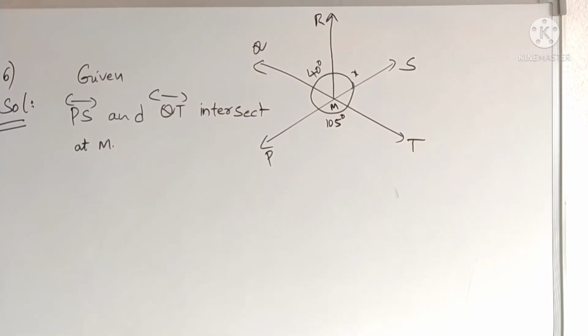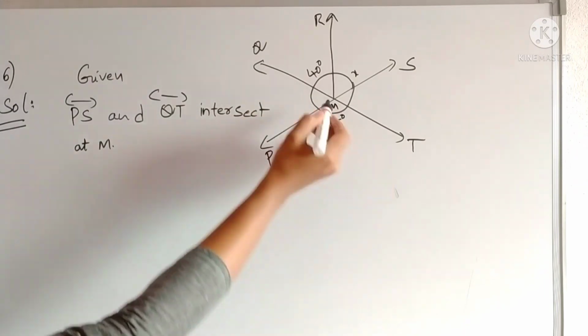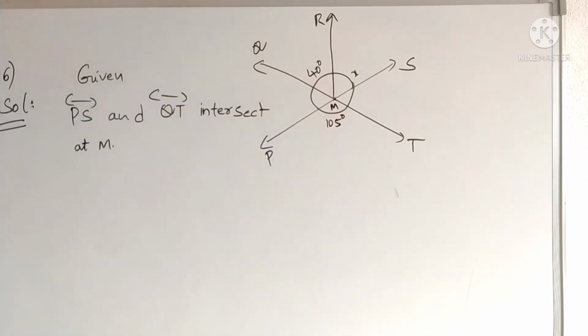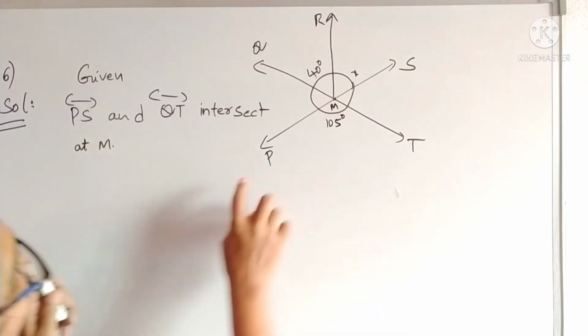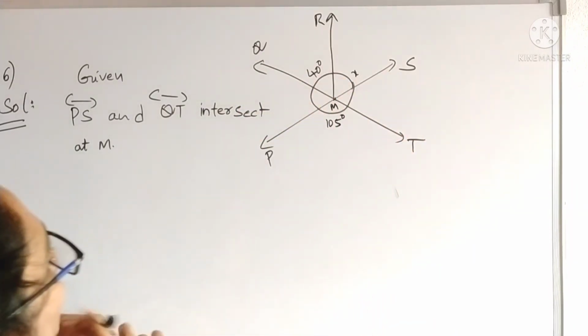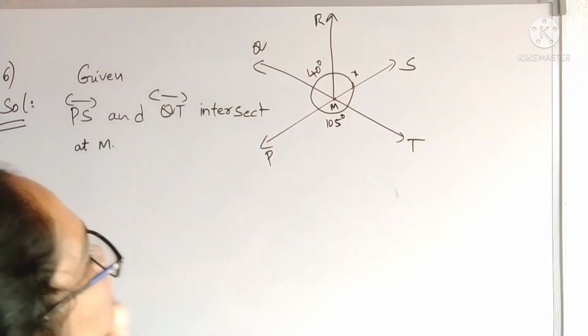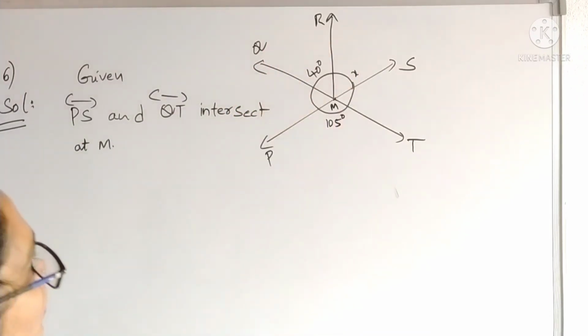Two lines PS and QT intersect at M. PS and QT lines are intersecting at point M. Observe the figure and find X. Okay. So, first just observe this figure. This PS and QT are intersecting at this point. So, these two are opposite angles and these two are also opposite. So, they are called vertically opposite.